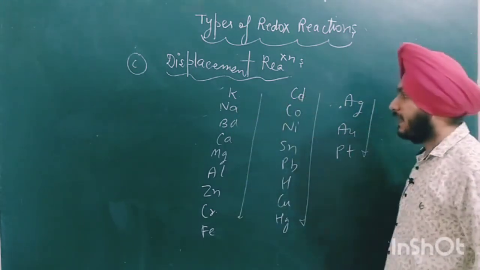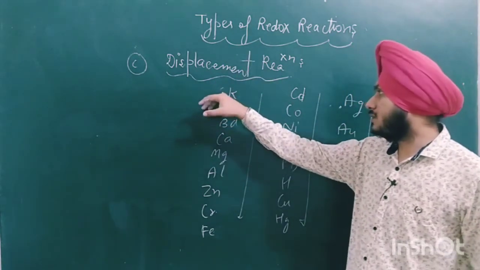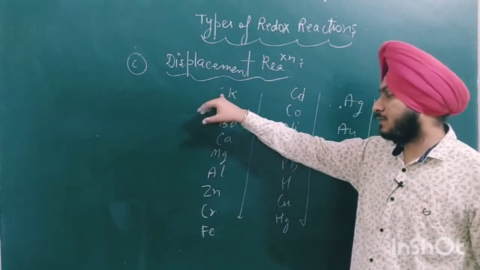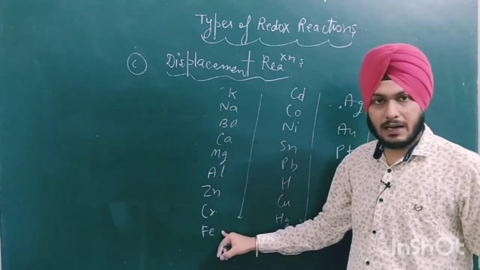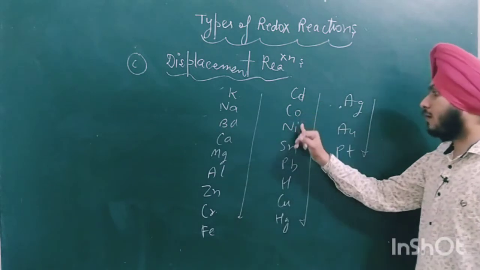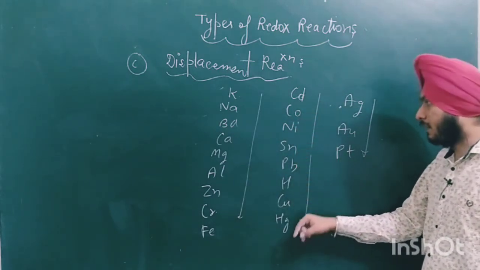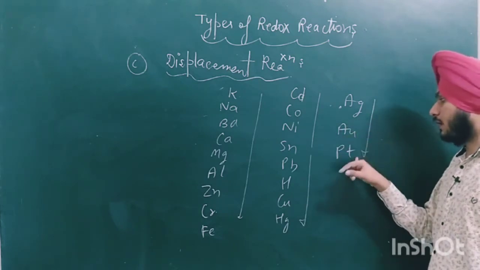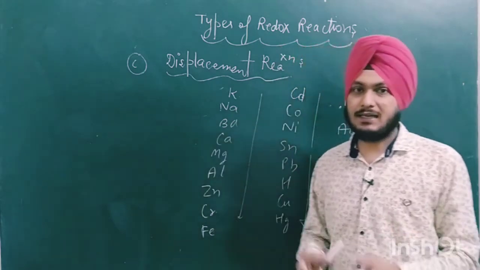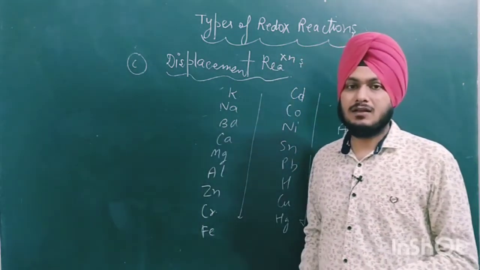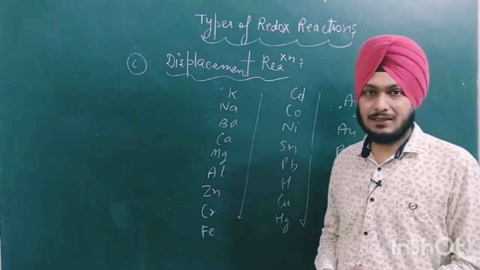The highly reactive is potassium, or lithium may also be there. Then sodium, barium, calcium, magnesium, aluminium, zinc, chromium, iron. Then we have cadmium, cobalt, nickel, tin, lead, hydrogen, copper, mercury, silver, gold, and at last platinum. So this is a concise reactivity series. There is also a complex reactivity series which we will discuss in the 12th class.